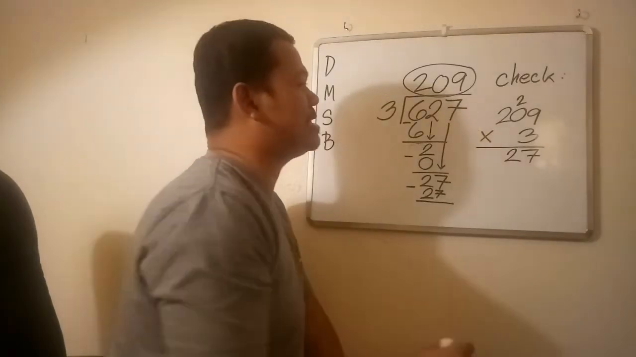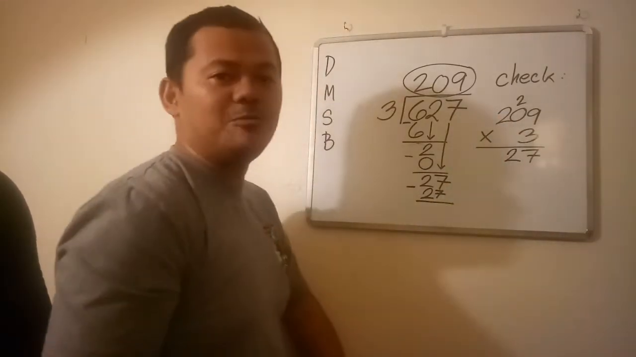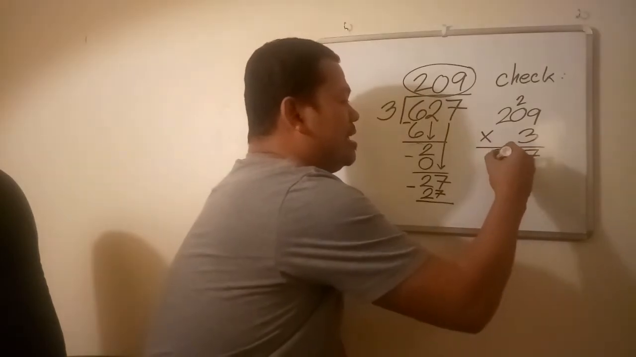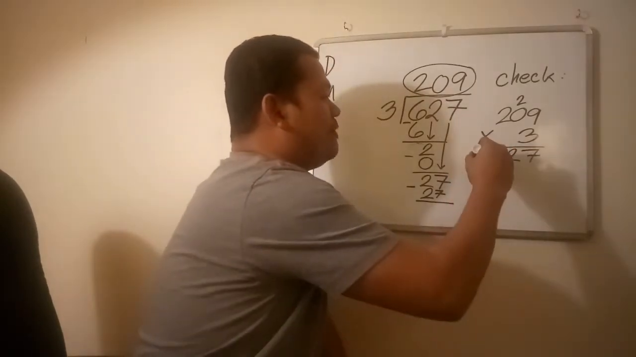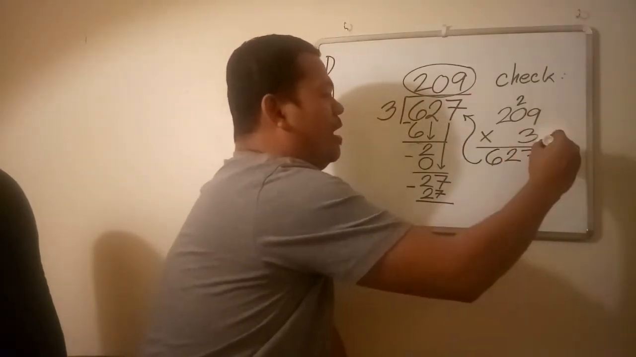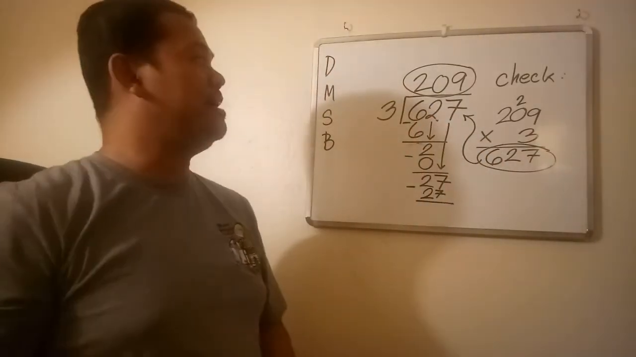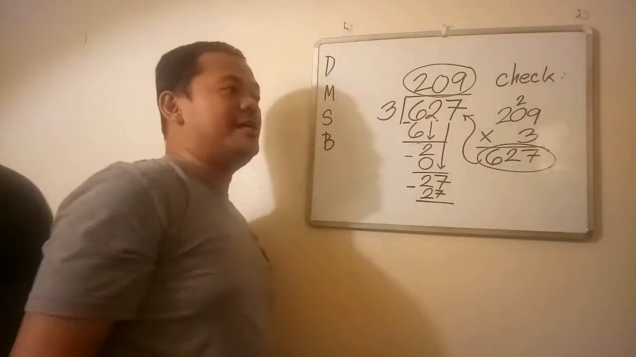What's next? 3 times 2. Let's count by 3: 3, 6. How much? It's 6. The answer is 627, which is the same as our dividend, 627. Meaning to say, the answer 209 is correct.